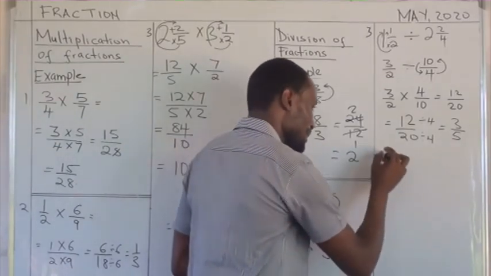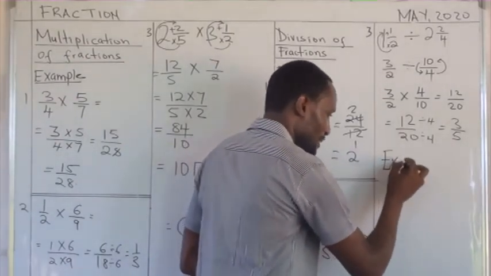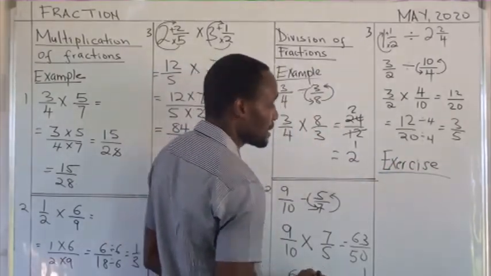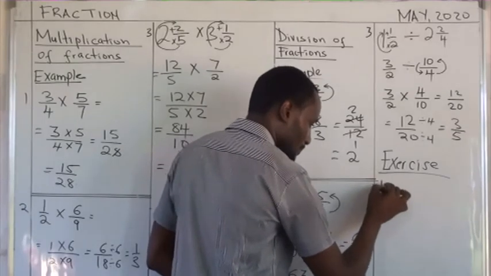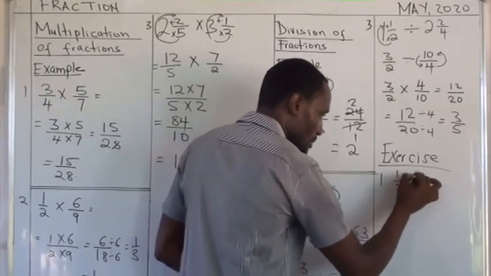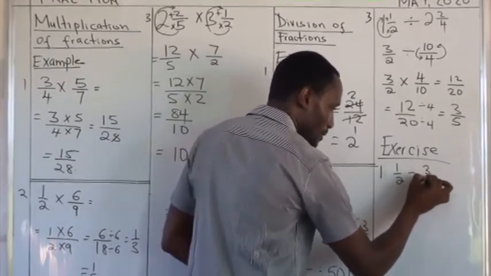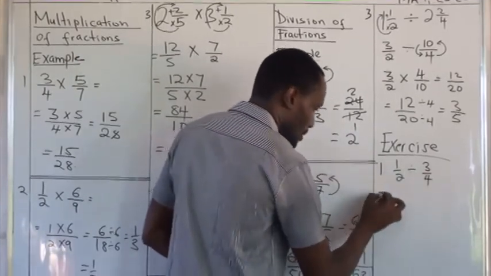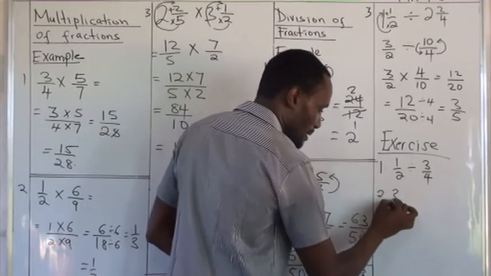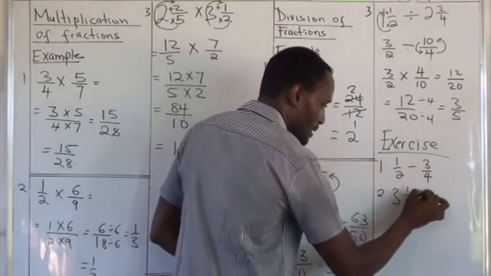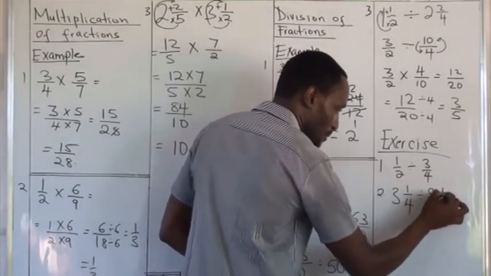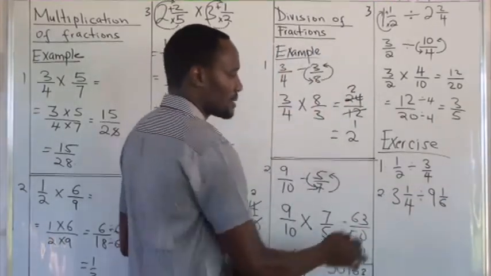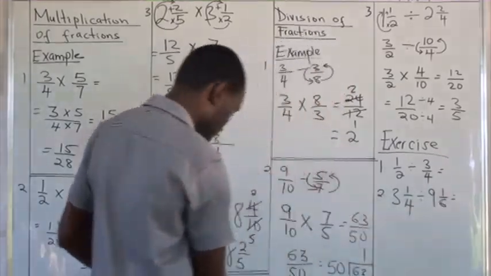Now, let me give you a mind check or an exercise on this division. I believe you will do it. So, number 1, 1 over 2 divided by 3 over 4. Then number 2, 3, 1 over 4 divided by 9, 1 over 6. So try these 2 questions and the other 2 questions that I gave here.